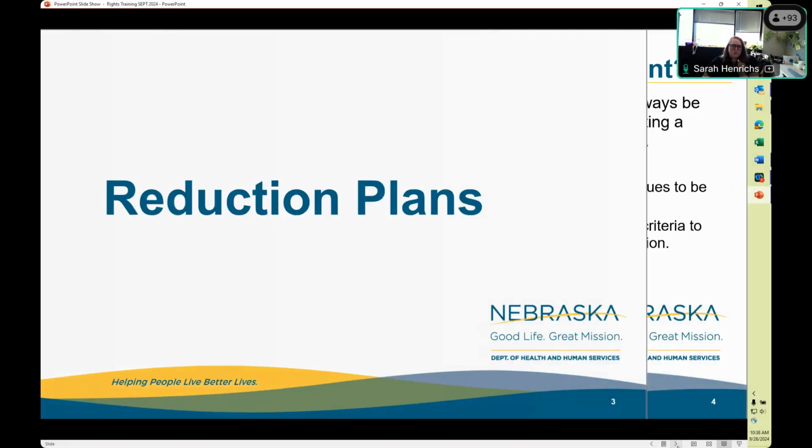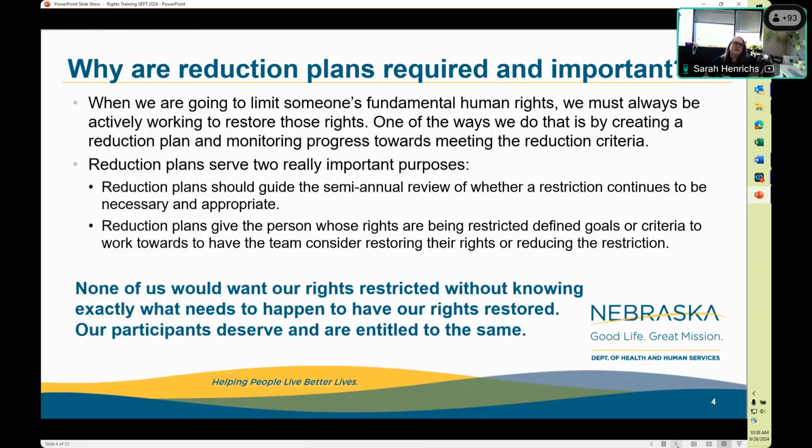So the why. Why are reduction plans important? When we are going to limit someone's fundamental human rights, and make no mistake, even if it seems minor, even if the participant doesn't seem bothered by it, any rights restriction that we're putting in place is a limitation on a human being's fundamental rights as a human. And on that basis alone, we cannot take it lightly.